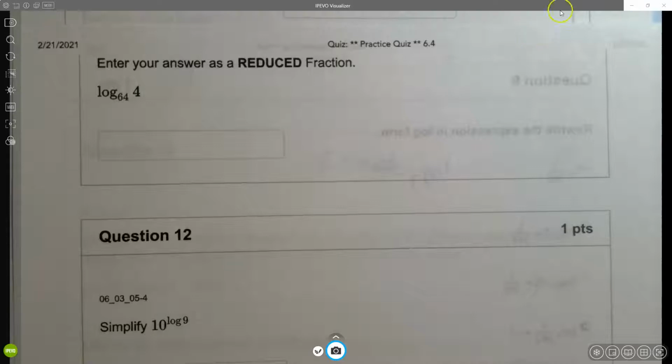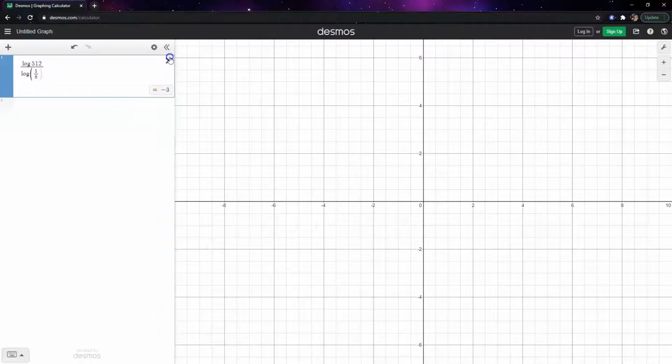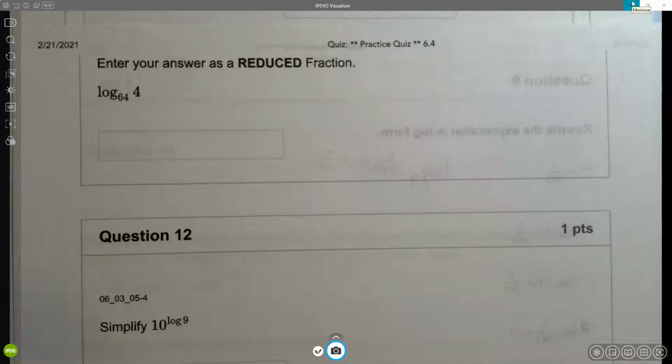Number 11 is again evaluating the log. I can type this one exactly into Desmos. So I had log base 64. Remember, to get to the base, I do shift and then the underscore key next to the 0. This one gives me a decimal. To turn it back into a fraction, I click the square over square button here, which turns it into 1/3. So this one wanted mine as a reduced fraction, 1/3.